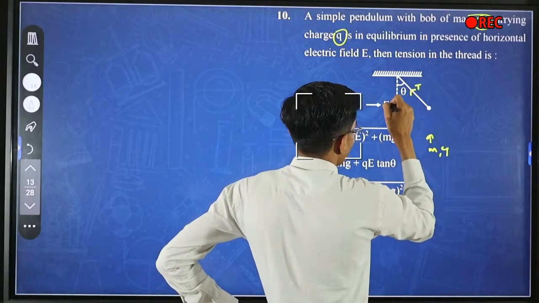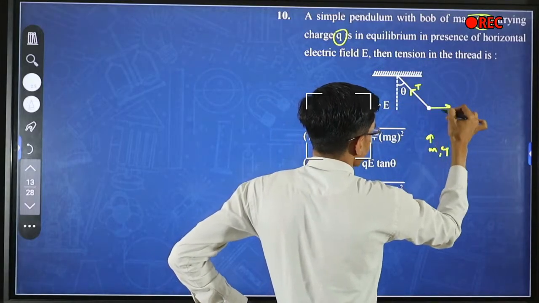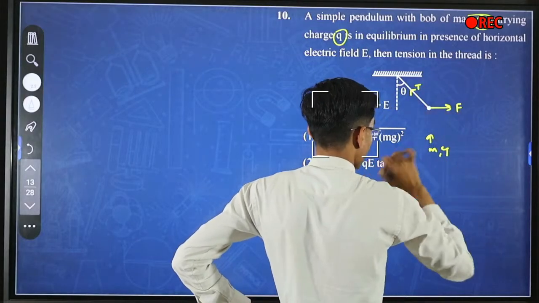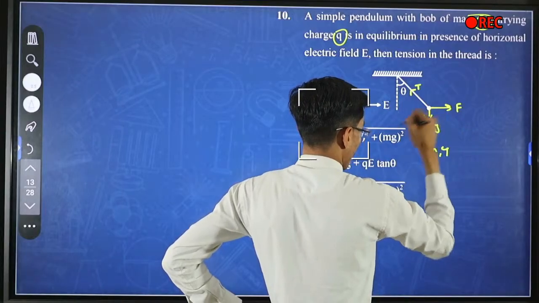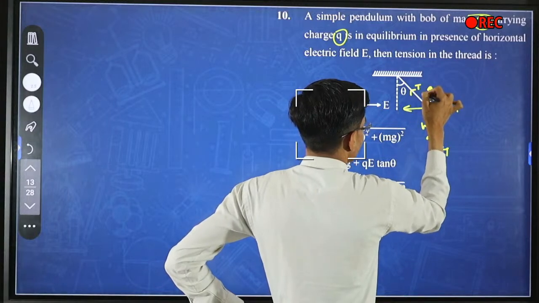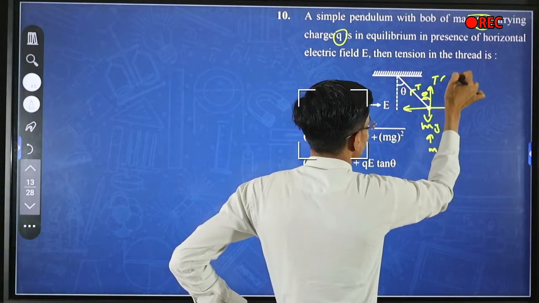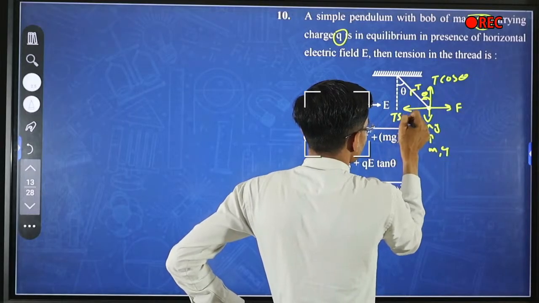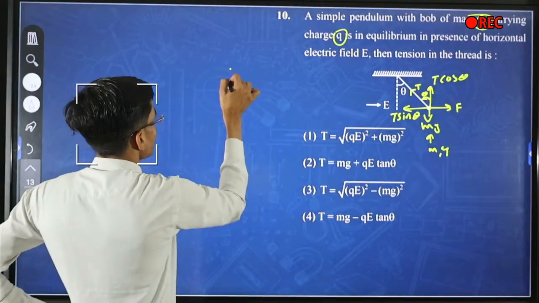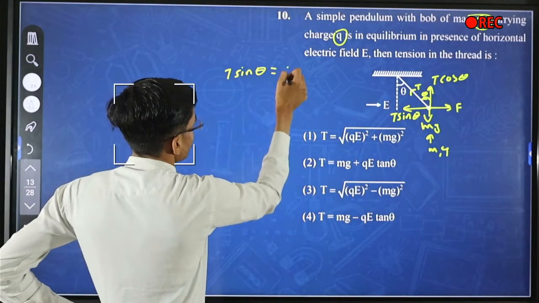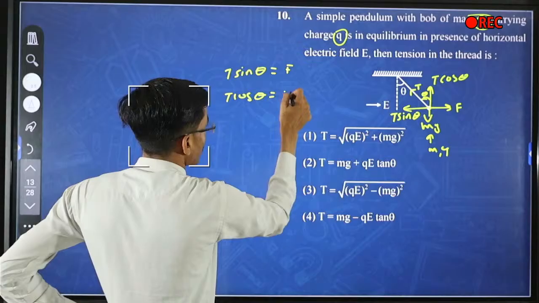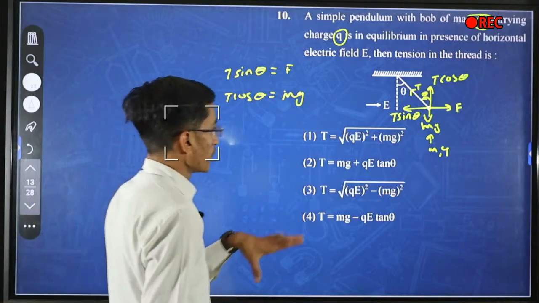So, the electric field is in this direction. So this bob will experience force F in this direction, and mg will act downward. So, from the tension, this is theta, so this is also theta. So this will become T cos theta, and this will become T sin theta. Okay. From this we can say that T sin theta is equal to F and T cos theta is equal to mg. We have to calculate the tension T.